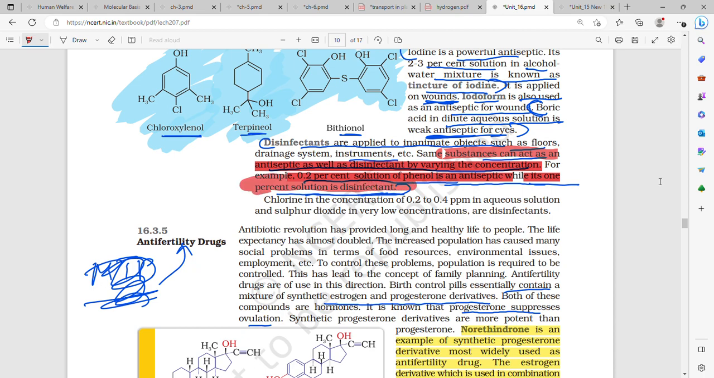Why? Because antiseptics we apply on our skin, right? Even if it is for external use, still we apply it on our skin, so we can't use a higher concentration. But on inanimate objects it doesn't matter, even a higher concentration we can use. Chlorine in the concentration of 0.2 to 0.4 ppm in aqueous solution and sulfur dioxide in very low concentrations are disinfectants.